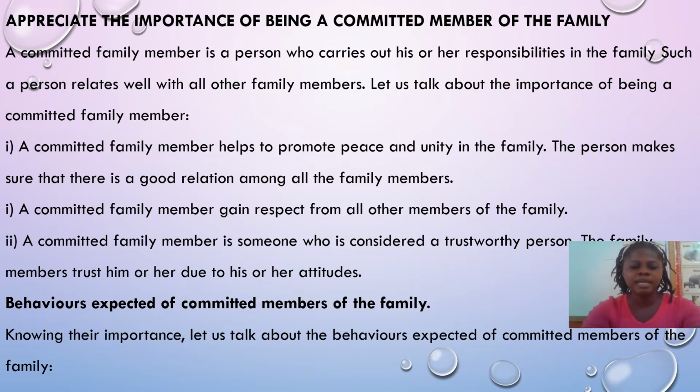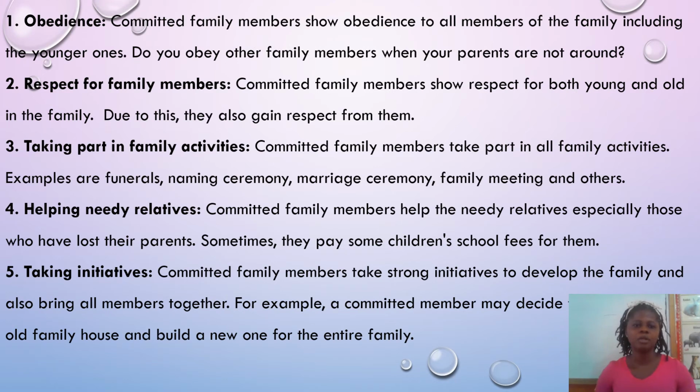There are behaviors expected of committed family members. Knowing their importance, let us talk about the behaviors expected of committed family members. Committed family members show obedience to all members of the family, including the young ones. Do you obey your other family members when your parents are not around? The second thing is that they have respect for family members. They show respect for both the young and the old in the family. Due to this, they also gain respect from them.